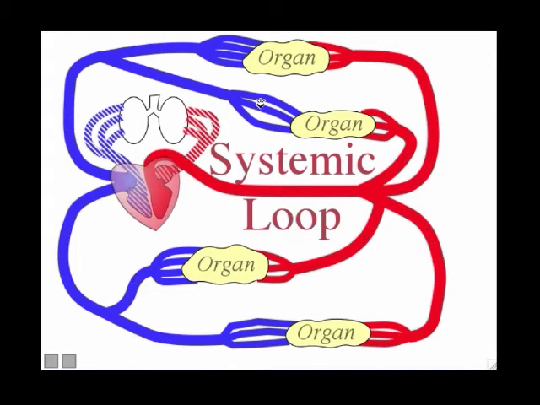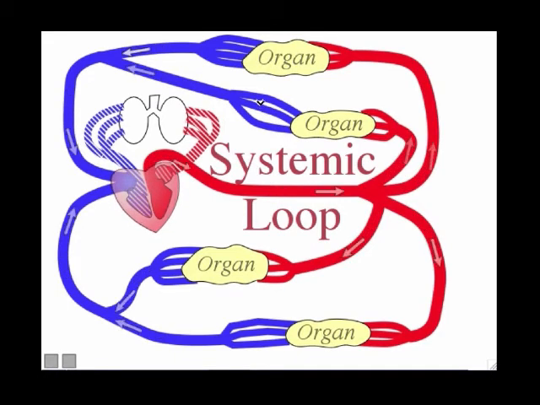Here's how you can help remember that. The word away begins with an A and ends with a Y. And so the blood vessels that are coming away from the heart are the arteries. And I guess vein doesn't really have anything like returning or coming back, but just remember the arteries are the away blood vessels, and the veins are the opposite. They're the coming back blood vessels.